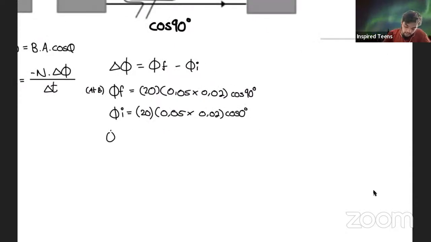So now we can calculate the difference, delta phi. Firstly, cosine 90 is 0, so this entire thing is going to give us 0. But cosine 0 is 1. So we can do this calculation, 20 times 0.05 times 0.02, times 1, and that gives us 0.02.